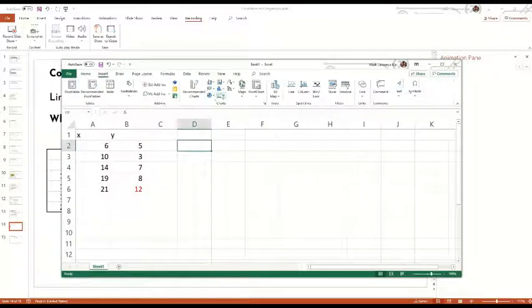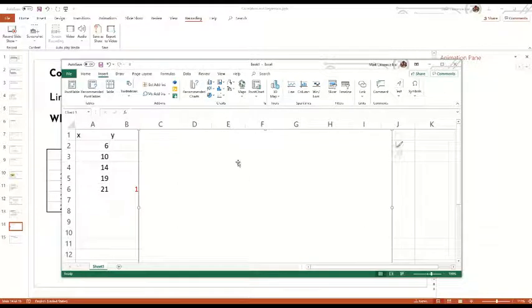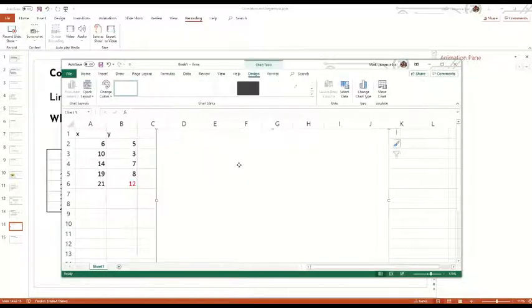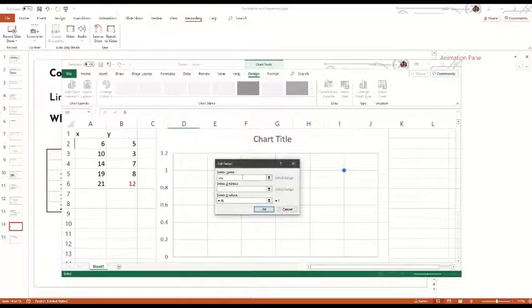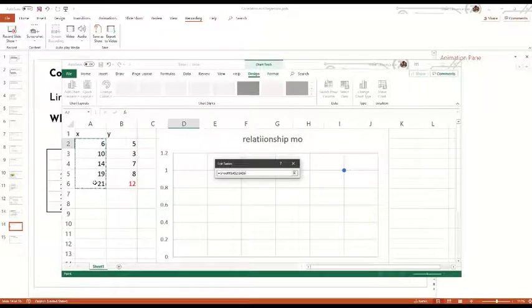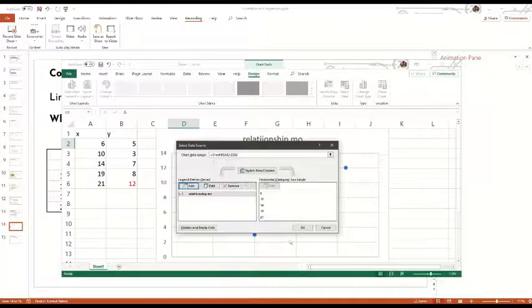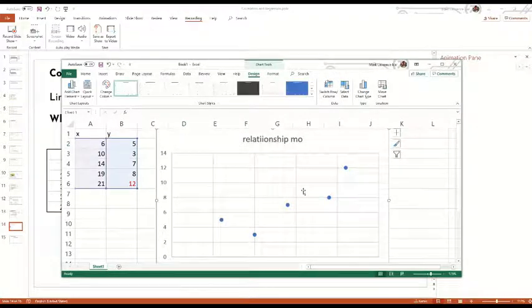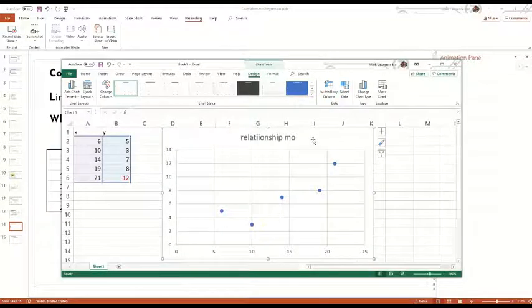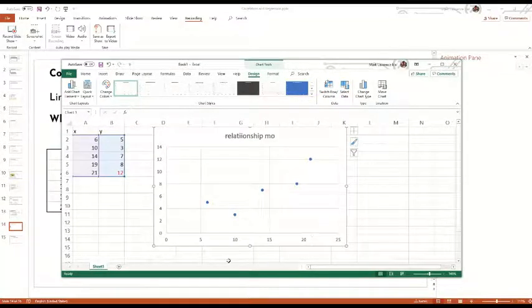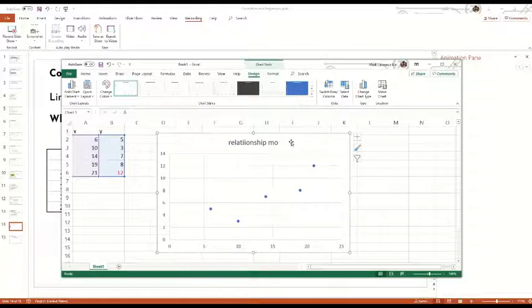So, insert, scatter plot. Okay, scatter. Alright, so, edit data, select data, add, let's say, relationship. Shift mo. So, the x values, these are the x values. For the y values, these are the y values. Alright, so, okay. So, papansin nyo, ito na yung scatter plot ng iyong variables.